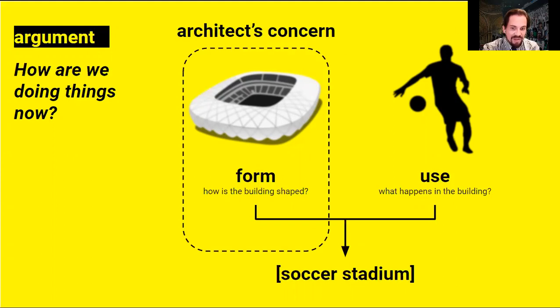So if you want to build a stadium, you hire an architect to design it. However, even though both form and use are essential to the stadium as we understand it, the architect's main concern will be its form. This is the core of his profession. An architect's only deliverable for his professional services rendered is a set of drawings, which will serve as an instructions manual on how to build the form that's been designed.